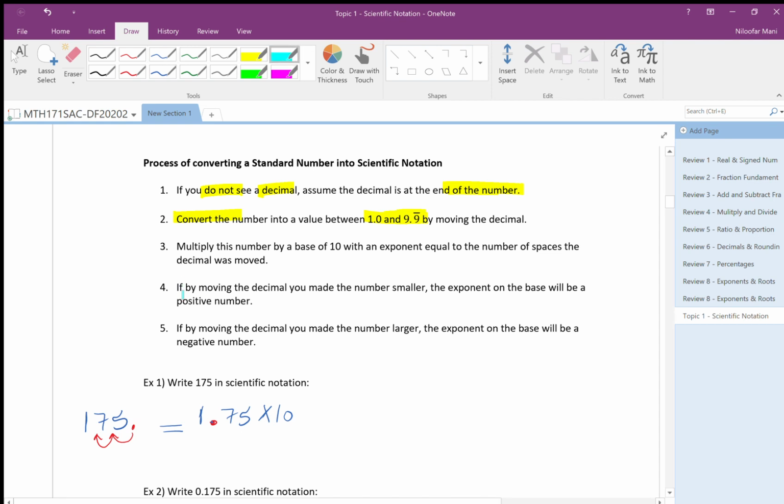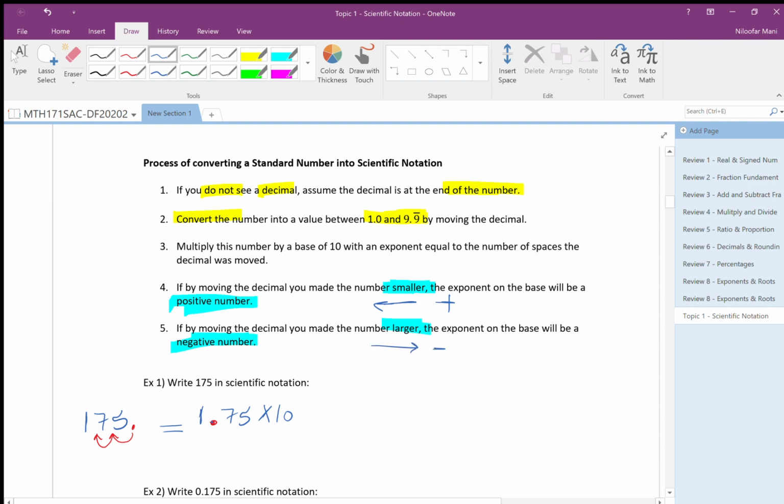If you make your number smaller, it should be a positive number in the exponent. If you make your number larger, it should be a negative number in the exponent. So if you go to the left, this number must be positive. If you go to the right, it must be negative.